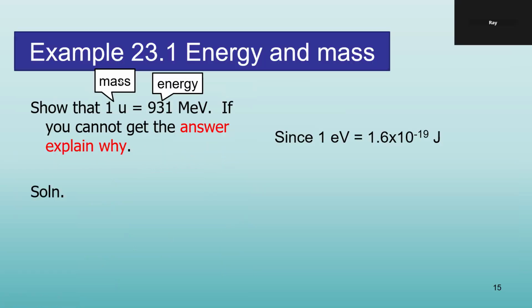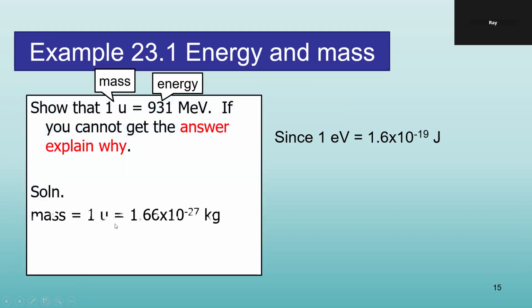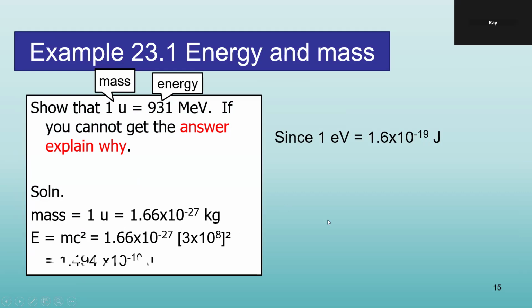Okay. One atomic mass unit of mass equals 931 MeV of energy. That's a conversion equivalent. If you cannot get the answer, explain how. Okay, we use Einstein's relation. One atomic mass unit from the data sheet, we get this value, and we use E equals mc squared, with that mass and that speed of light. Calculate it out, you get the answer in joules. Then this one you need to remember.